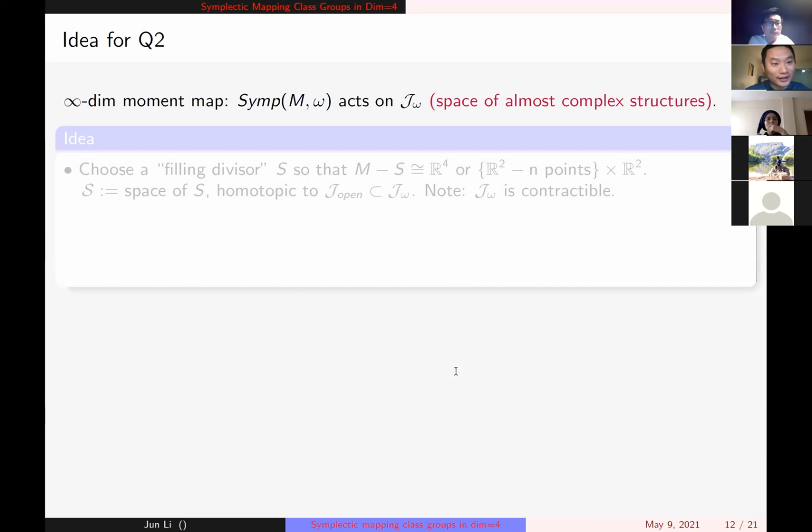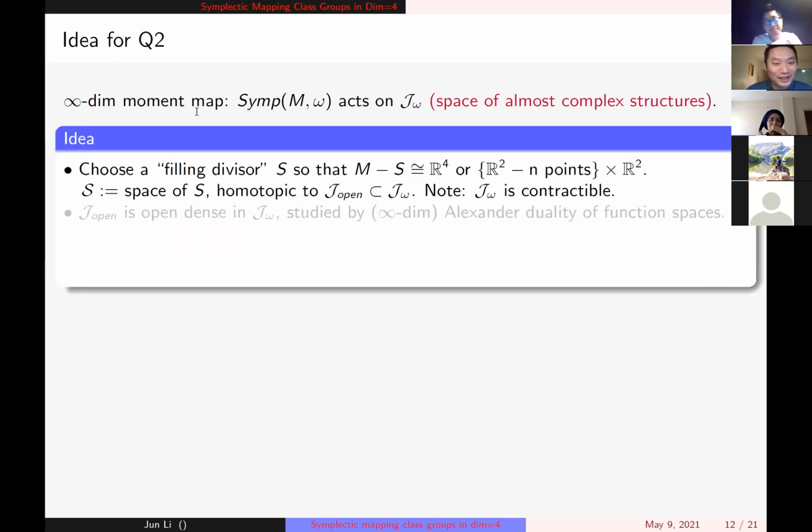Okay, so very quick ideas for this second question. So this page is very sketchy, and I'm lying quite a bit here. Okay, so firstly, at least spiritually, there's a similar picture to the infinite dimensional moment maps, where we have Symp acting on the space of almost complex structures. Okay, so the details are the following. So firstly, we choose a filling divisor. I have a quote mark here, and I'll explain in the next page.